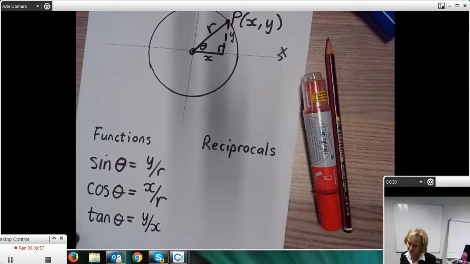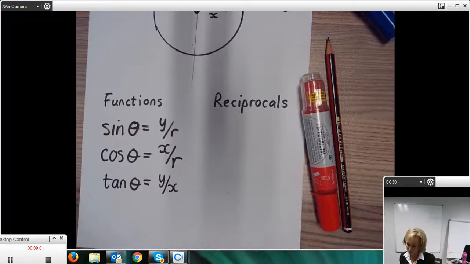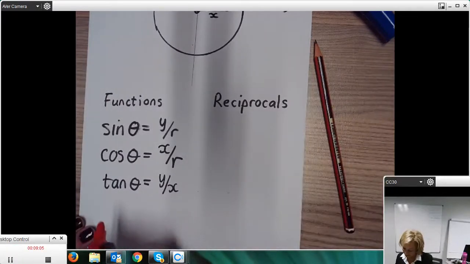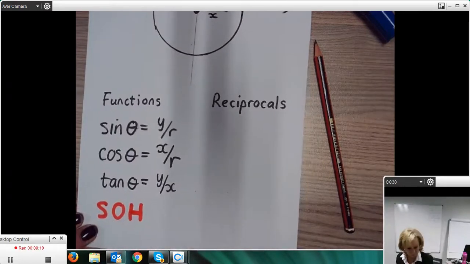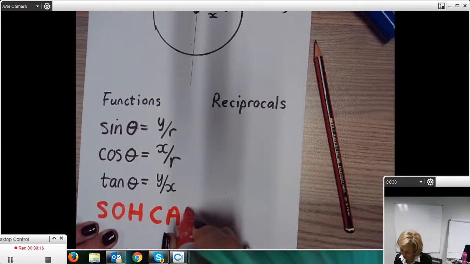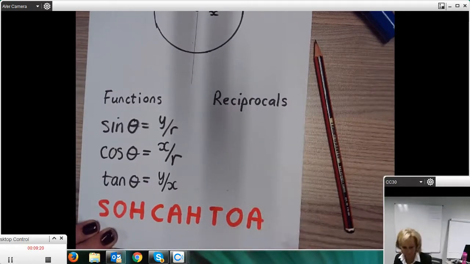Now, if you are defining your ratios in terms of opposite, adjacent, and hypotenuse, then it is easy to remember by this little rhyme: sine is opposite over hypotenuse, cos is adjacent over hypotenuse, and tan is opposite over adjacent. SOHCAHTOA.